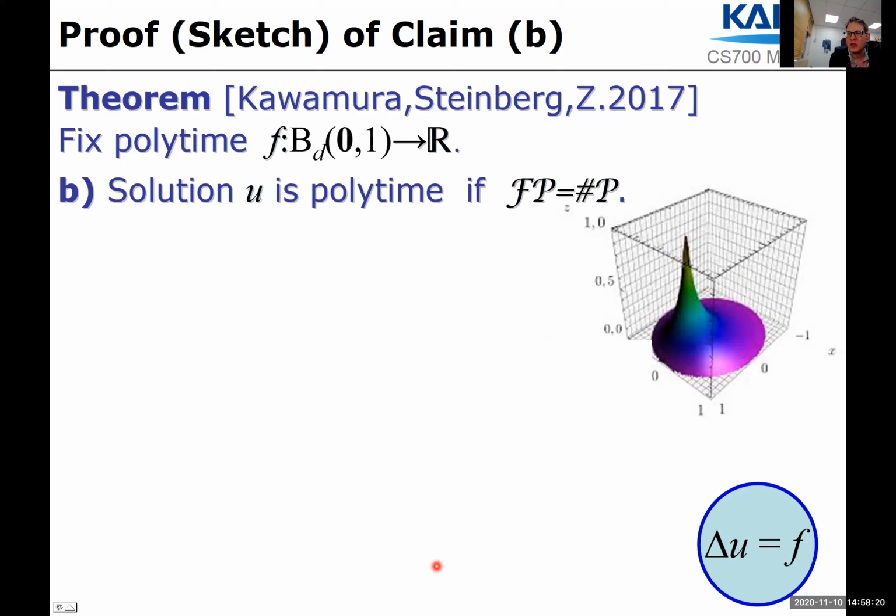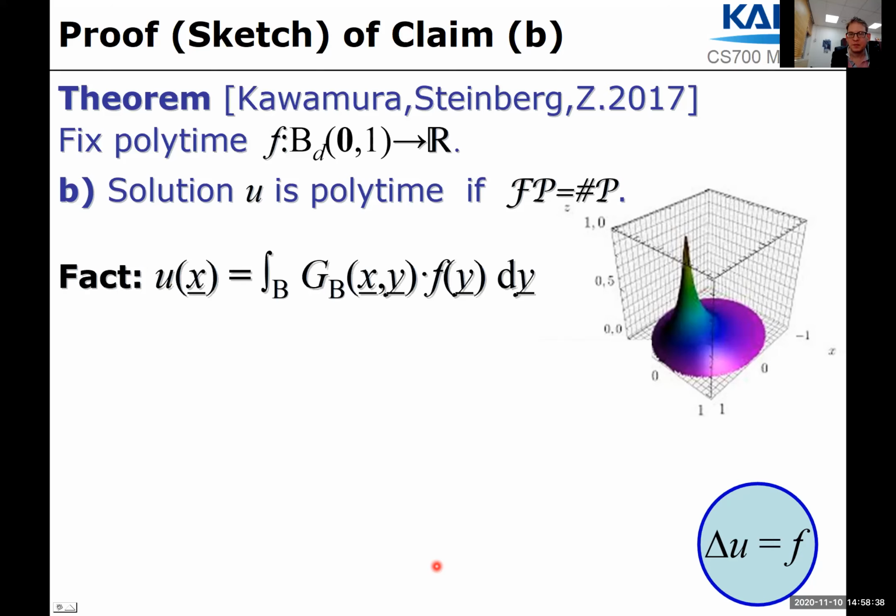Okay. So let's now move on to prove the complexity theoretical two statements of Florian Steinberg's characterization. We're going to skip over the part that the solution is a classical one, and on this slide demonstrate that if FP is equal to sharp P, then the solution is actually computable in polynomial time. To this end, we're going to recall and use without proof a generic kind of solution of Poisson's equation based on the Green's function.